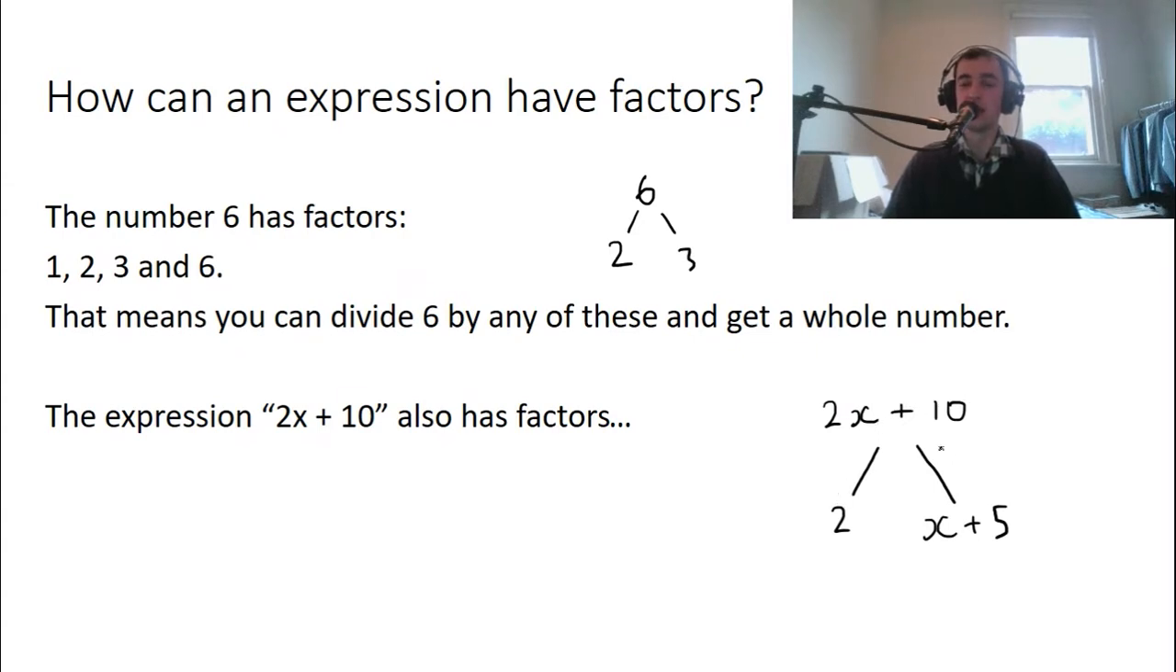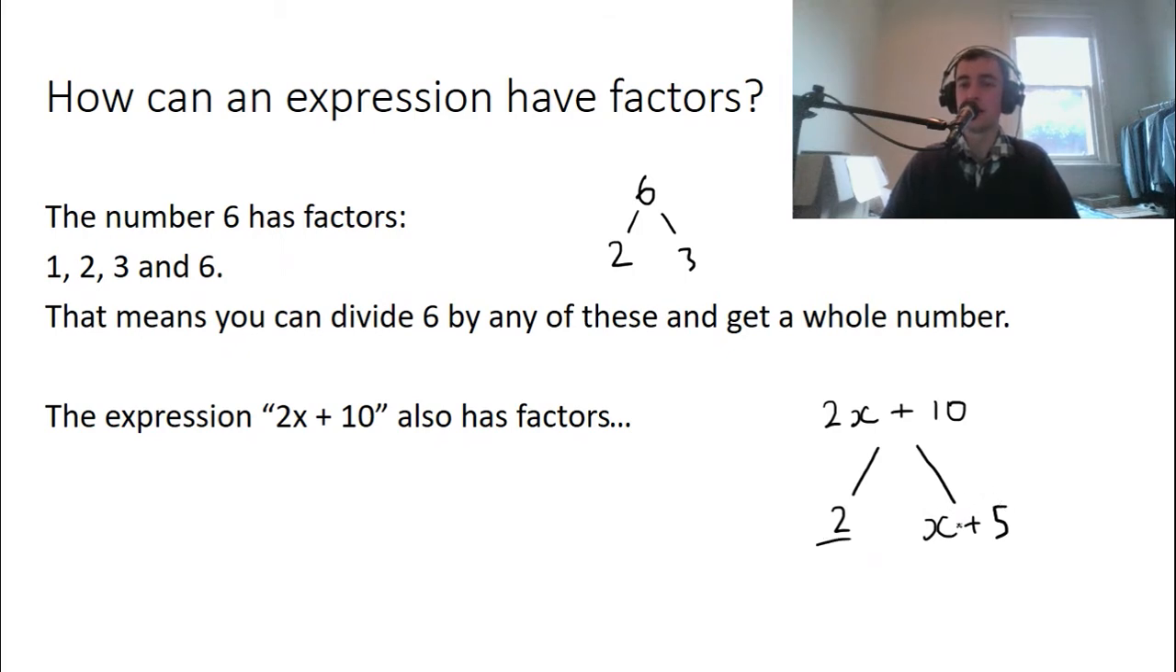So you can also take an expression like 2x plus 10 and divide it, and you can draw a factor tree here. If I divide it by 2, the other factor is x plus 5. And you might ask, how do I know that? Well, if I divide 2x by 2, that cancels out the 2, so I just have x. And if I divide 10 by 2, that's 5. So I have x plus 5.